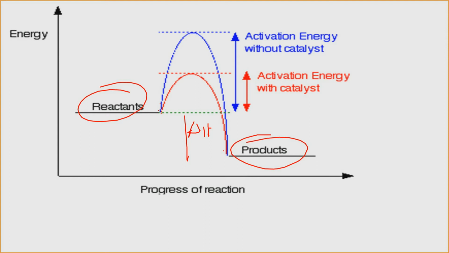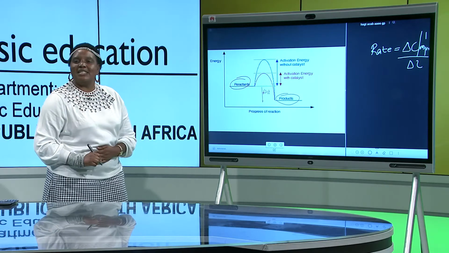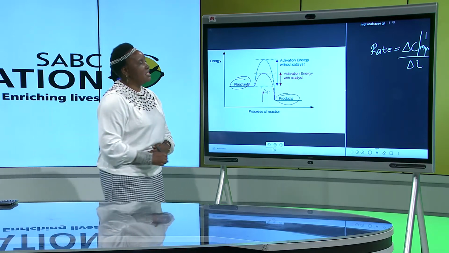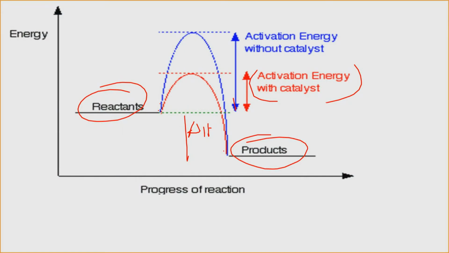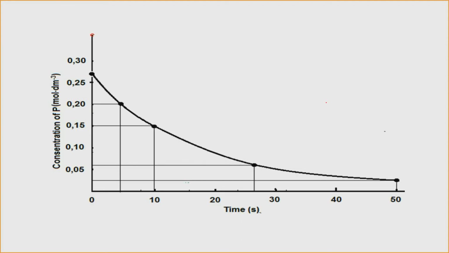What happened is that the energy that is required, the activation energy, is now low. It was higher, but the minute you add a catalyst, the energy that is required will be less than the one without the catalyst.